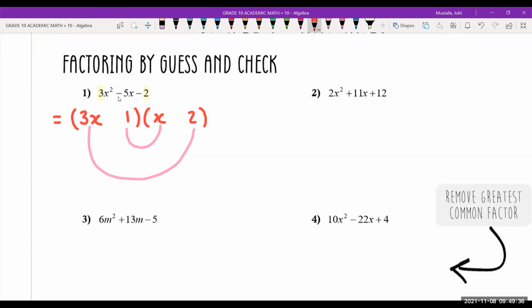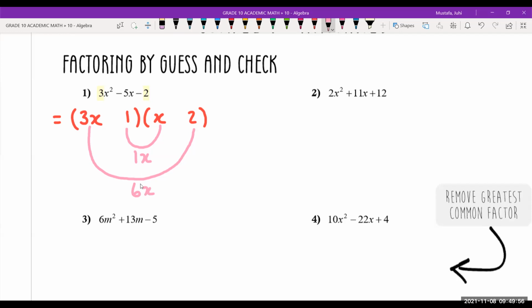Okay, so now I'm going to try a 1 over here and a 2 over here, and I'm going to do the same thing as before. I'm going to do the double smiley method. What is 1 times x? 1x. What is 3x times 2? 6x.